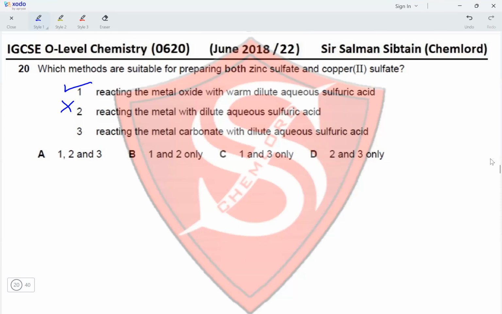So this is incorrect. Reacting the metal carbonate with dilute aqueous sulfuric acid, zinc carbonate would react to form zinc sulfate and copper carbonate would react to form copper sulfate. So this is correct as well. Since methods 1 and 3 are correct, option C is the correct option for this question.